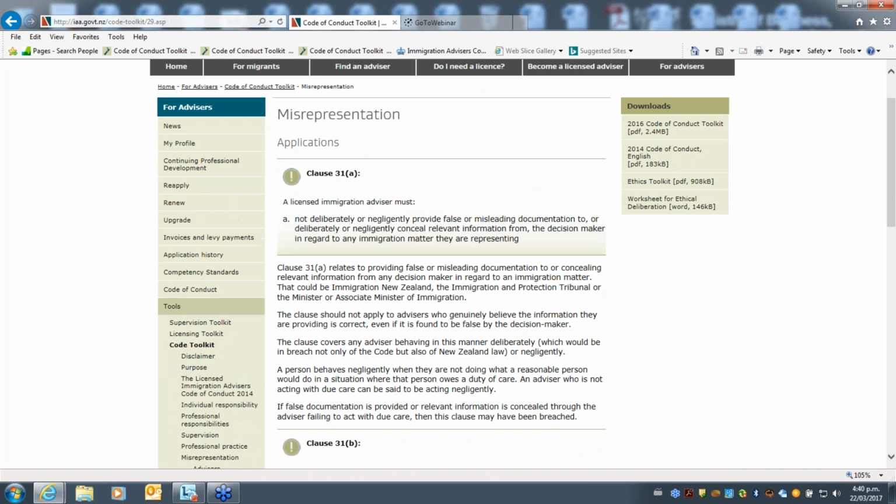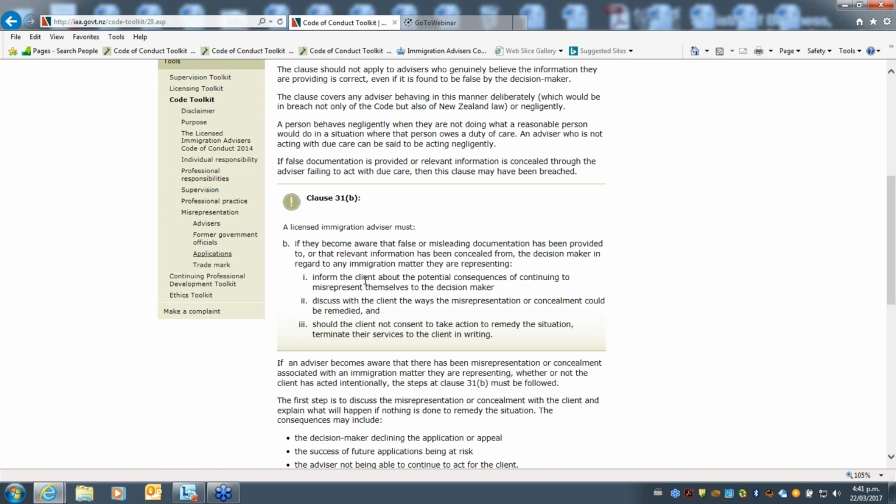Applications, so you've got obligations around not providing false or misleading documents to the decision maker, and of course this is also potentially a criminal offence under the Immigration Act as well. If you do become aware that false or misleading information has been provided or concealed from the decision maker, there are some steps that you need to take here, and you need to inform the client and think about possible ways that you can remedy the situation. And if this isn't possible or the client doesn't agree, then you may need to terminate your services.